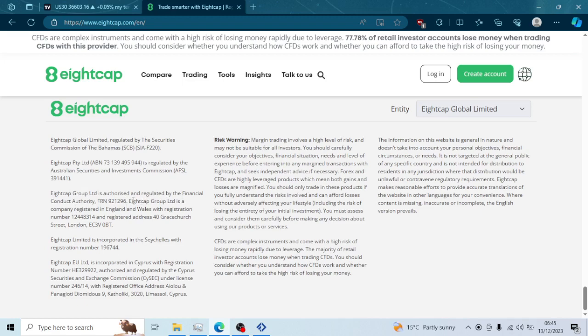8 cap Group Ltd is a company registered in England and Wales with registration number 1244831. So that's the first regulation, in Wales. Oh, there's the Australian regulation there. Yeah, they're solid. Regulated in Australia, Bahamas, in England. They have two very strong regulations, Australia and England, very strong regulations right there.